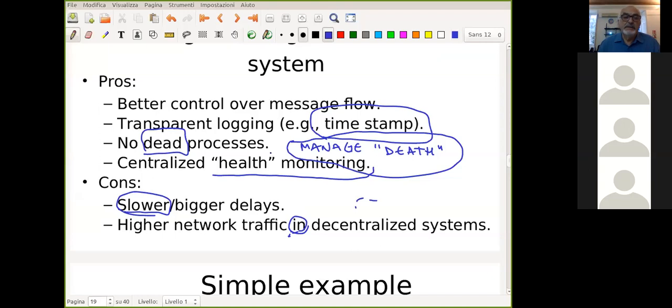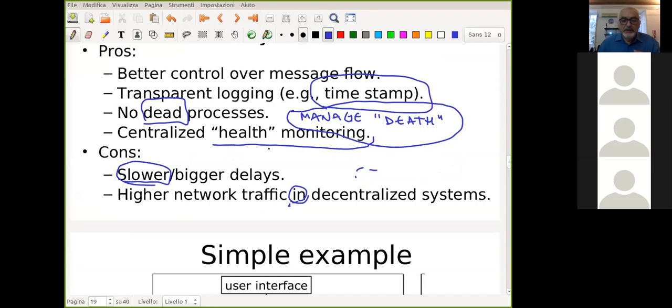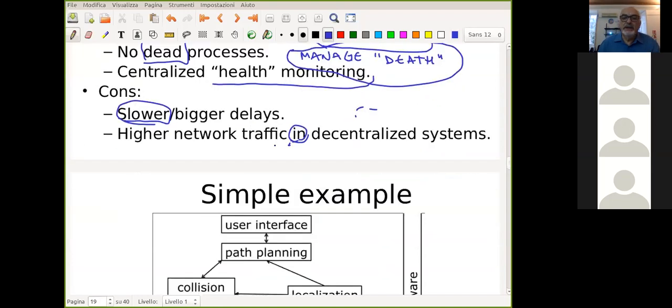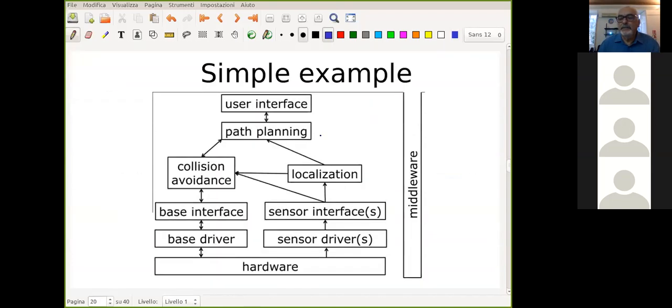In ROS, there is a centralized system that could be a drawback using the same system for a very wide area system. But in a robot, this is normally a good compromise between efficiency and simplicity.